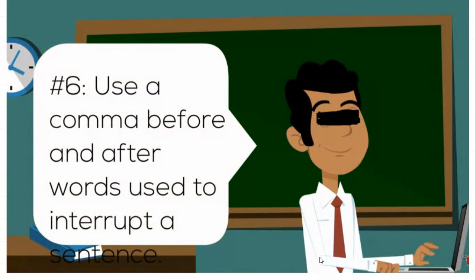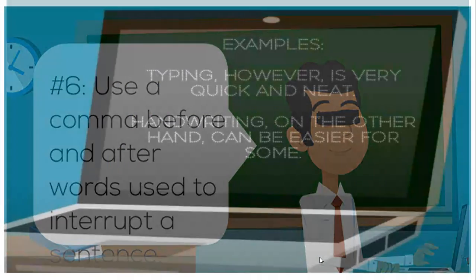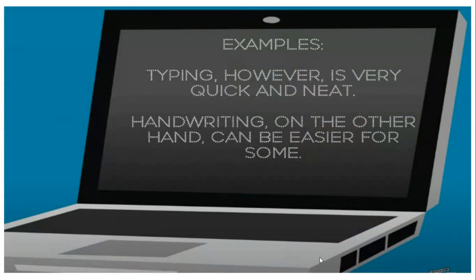Rule number 6. Use a comma before and after words used to interrupt a sentence. And the example is: typing, comma, however, is very quick and neat. So the sentence is "typing is very quick and neat," but it is being interrupted by this conjunction that is "however."